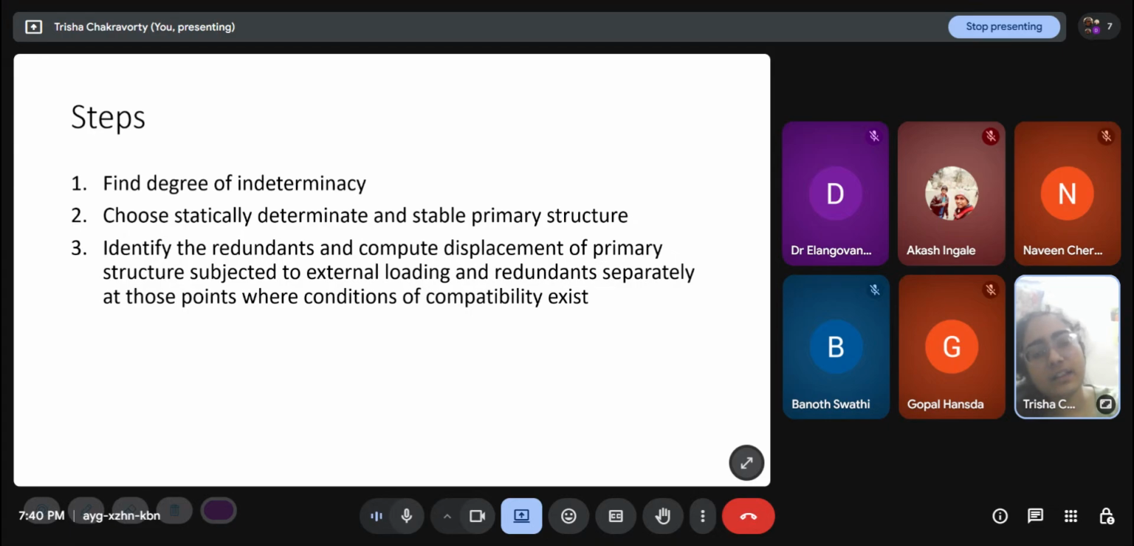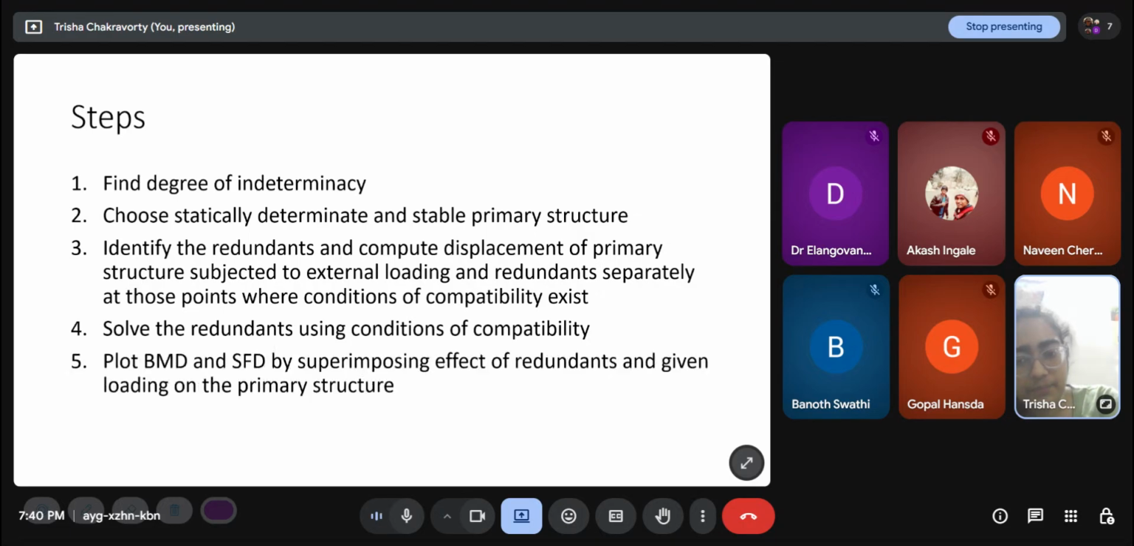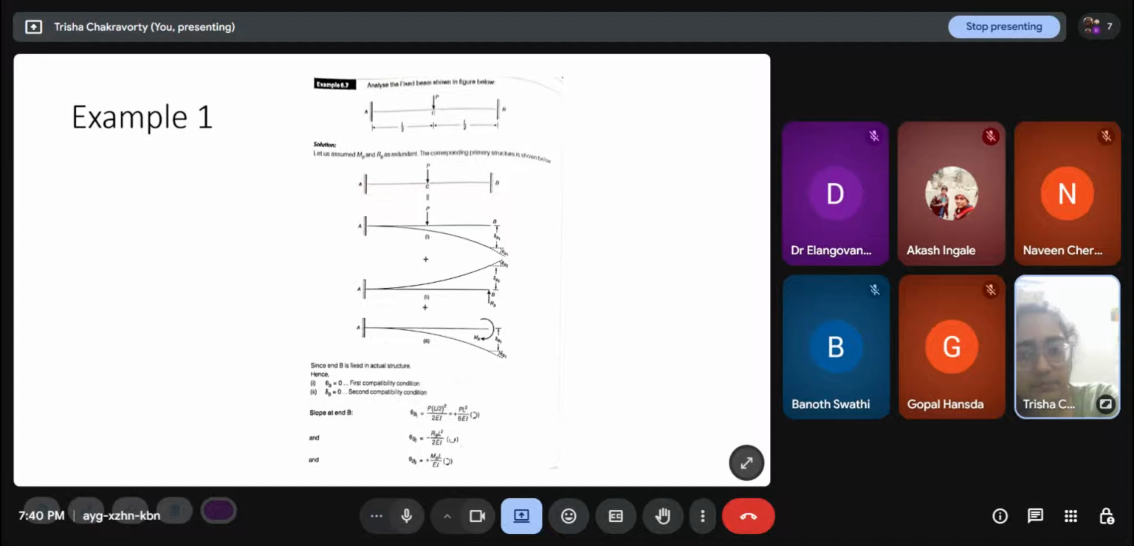Identify the redundants and compute the displacement of the primary structure subjected to external loading and redundants separately at those points where conditions of compatibility exist. Solve the redundants using conditions of compatibility and plot BMD and SFD by superimposing the effects of redundants and given loading on the primary structure.